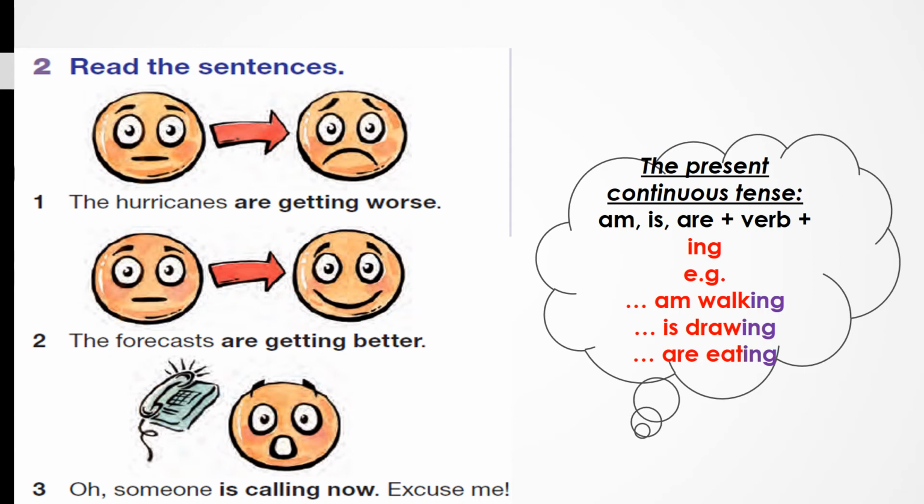Now look at the rule here. The present continuous tense. We can form the present continuous tense by using am or is or are plus a verb plus ing. For example, we say am walking, is drawing, are eating.